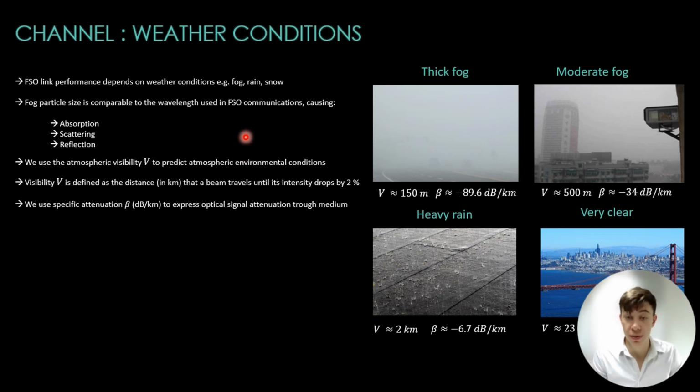Understanding the relationship between visibility and attenuation allows FSO engineers to design systems that can withstand varying weather conditions. Techniques like adaptive optics, power control, and coding can mitigate the effects of fog and other weather phenomena, ensuring reliable communications even in less than ideal environments. In conclusion, while weather presents challenges for free space optical communications, a comprehensive understanding of atmospheric effects and the implementation of appropriate mitigation strategies can enable robust and resilient FSO links.